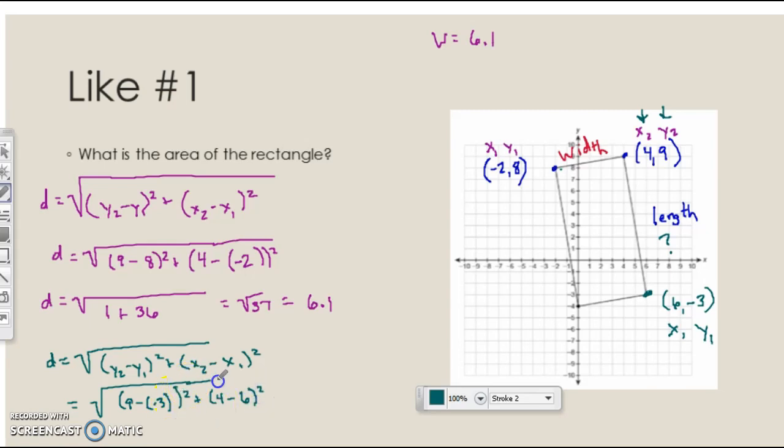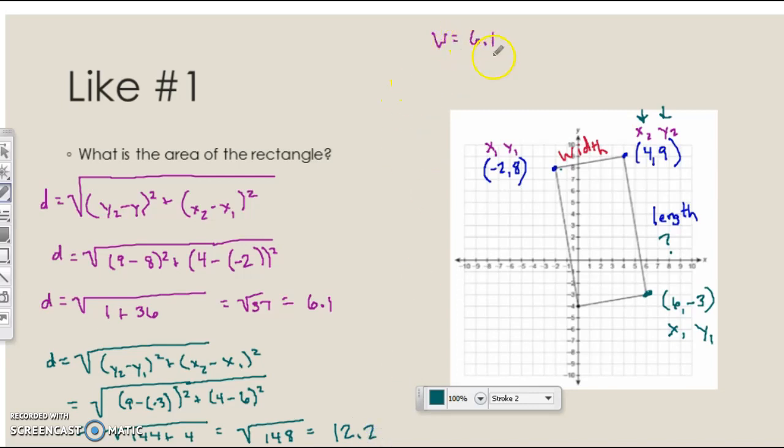And I'm running out of time on my recording, so I might go a little faster here. All right, so now inside the parentheses, 9 plus 3 is 12. 12 squared is 144. Plus 4 minus 6 gives me -2. -2 squared gives me +4. So that's going to give me the square root of 148. I put that in my calculator. Second square root 148, and I get about 12.2.